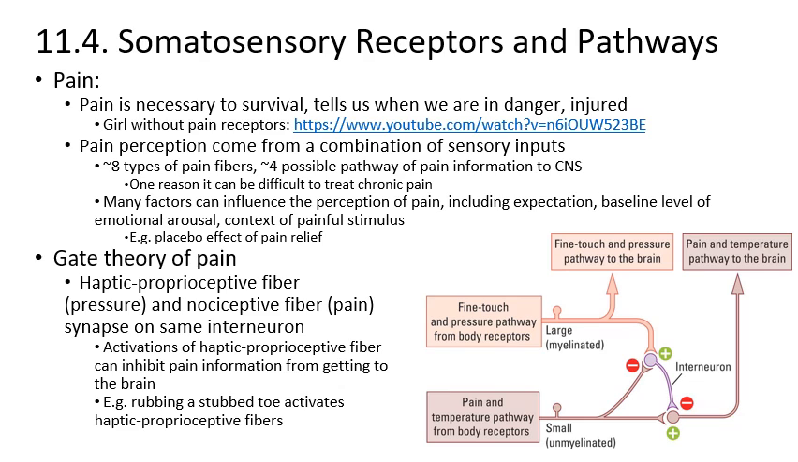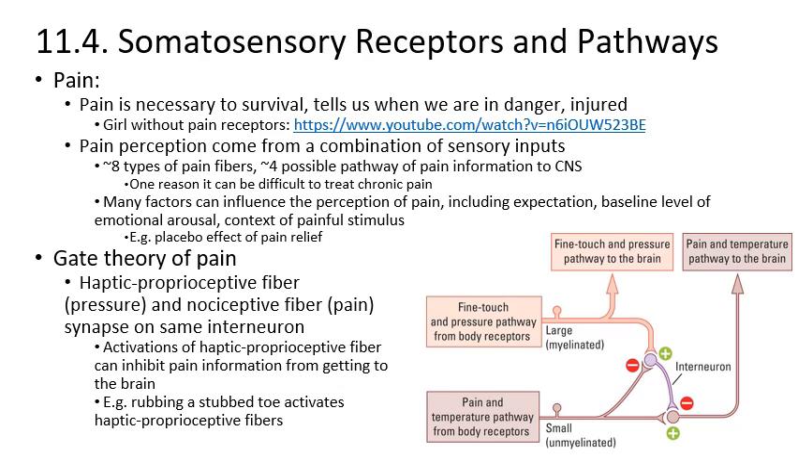One example of a factor that can influence or have an expectation effect on pain is the placebo effect of pain relief, which is you can give someone sugar pills and tell them it will relieve their headache, and typically it will give them at least some relief, just that expectation that the pill they took should relieve their headache.